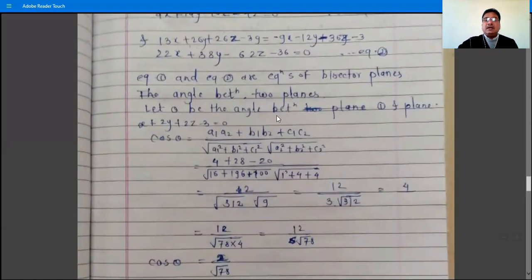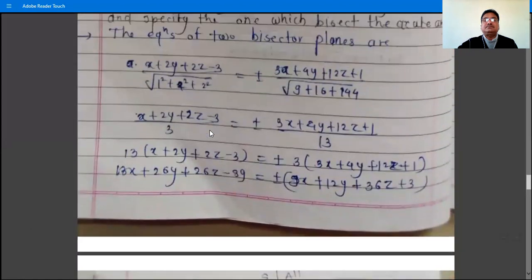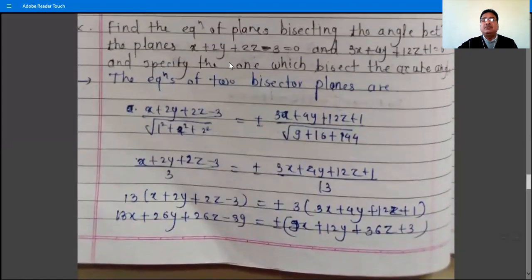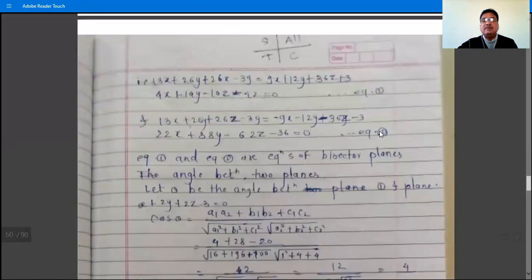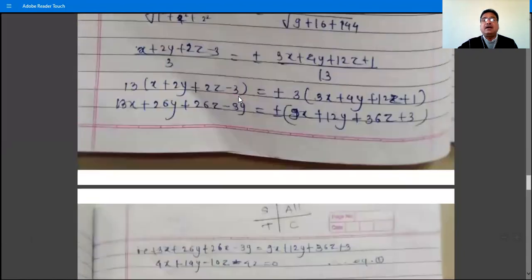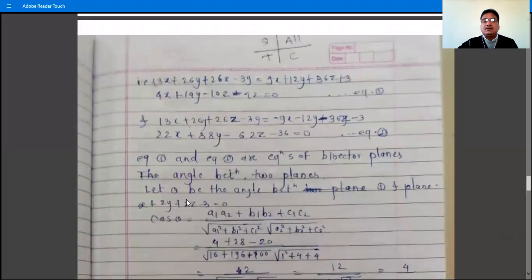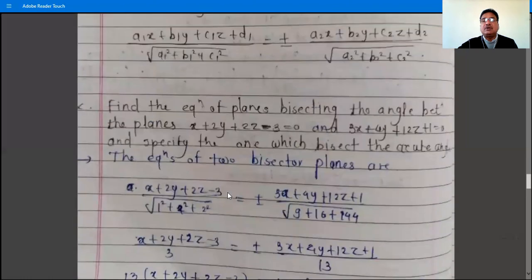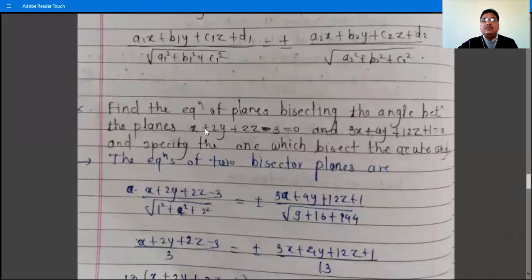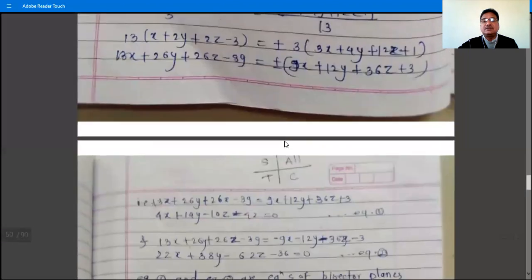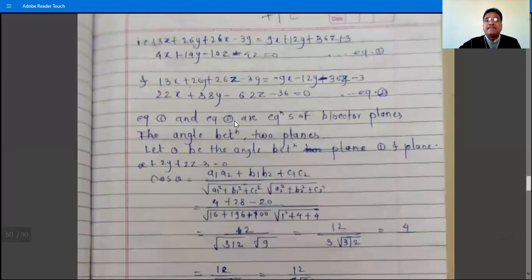So let theta be the angle between plane 1, out of these two planes, and the given plane x plus 2y plus 2z minus 3 is equal to 0. Suppose theta is the angle between plane 1, this bisector plane, and the plane x plus 2y plus 2z minus 3 is equal to 0.